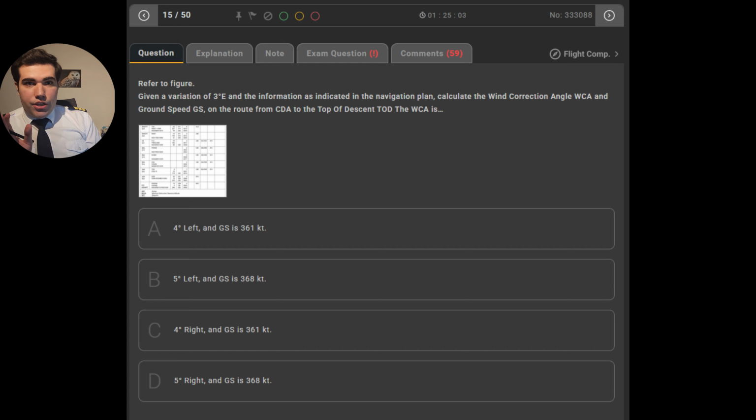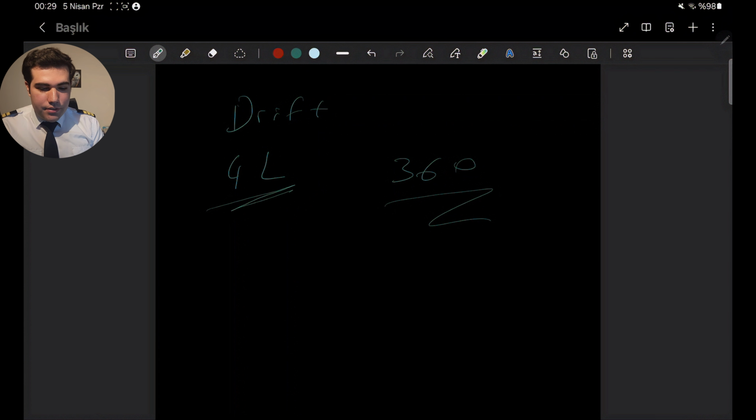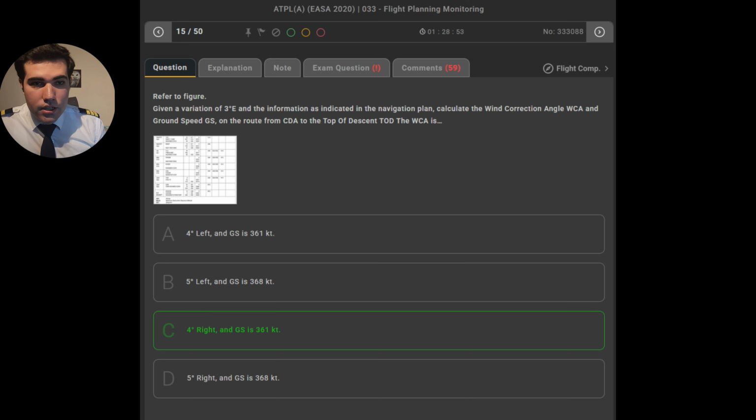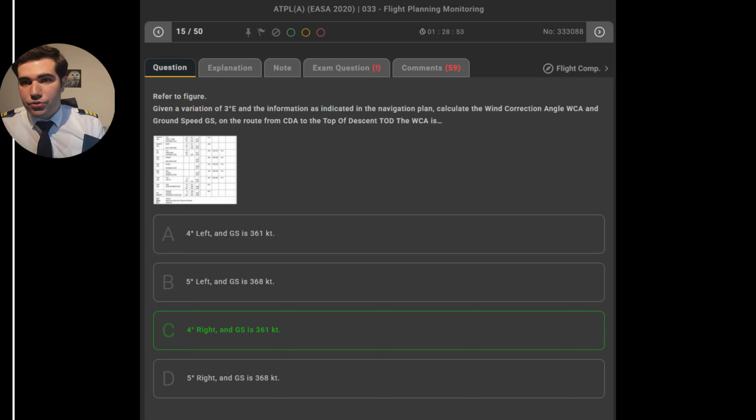Be careful with the question. The question is asking for the wind correction angle. So if you're drifting 4 degrees left, you need to do a 4 degrees right correction. And the only answer we have here is answer C, Charlie. So 4 degrees right, and ground speed is 361. So that's it for this question.